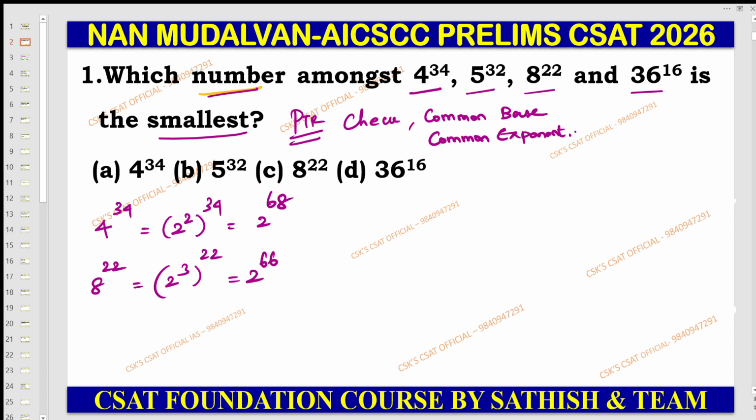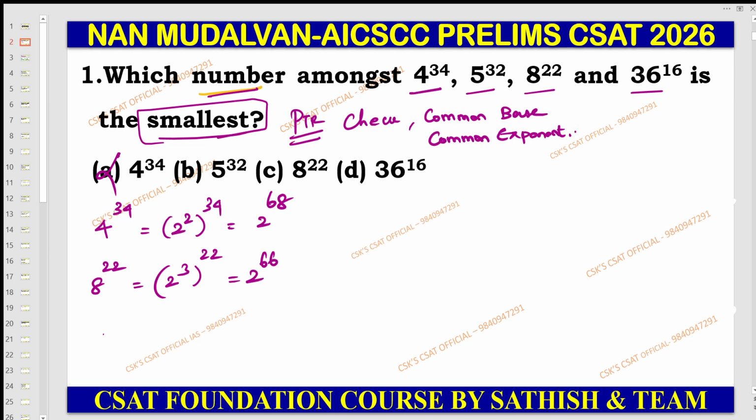If you see this, first of all understand you need to find out the smallest. 2 power 68 is greater than 2 power 66. So therefore first of all do the elimination here. If you eliminate at least 50%, you can breathe for some time in the examination hall. So first we are going to do the elimination here. 4 power 34 I have eliminated, right? Next, let us keep here 2 power 66.